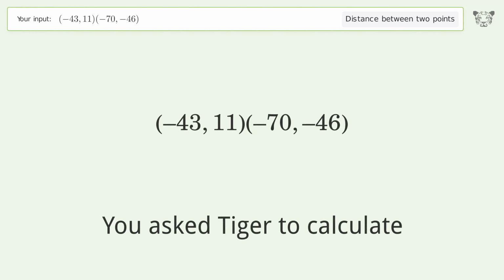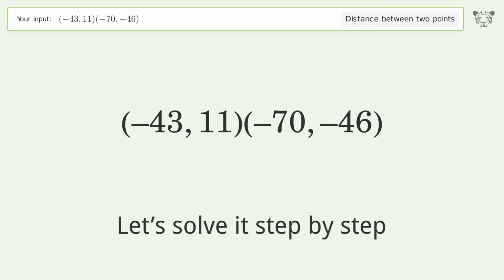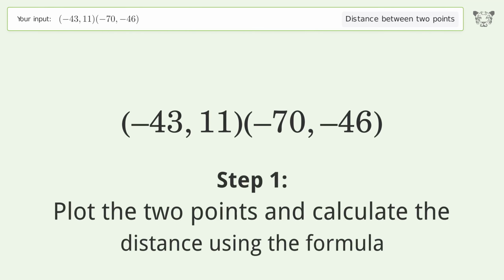You ask Tiger to calculate the distance between 2 points. The distance between the 2 points is the square root of 3978, or 63.071. Let's solve it step by step. Plot the 2 points and calculate the distance using the formula.